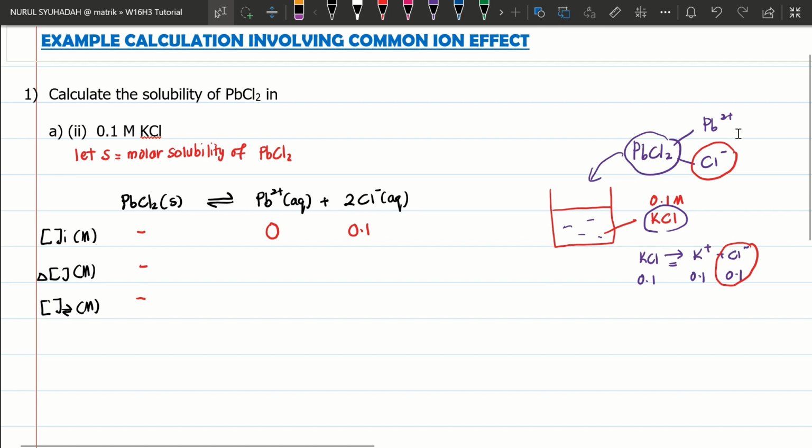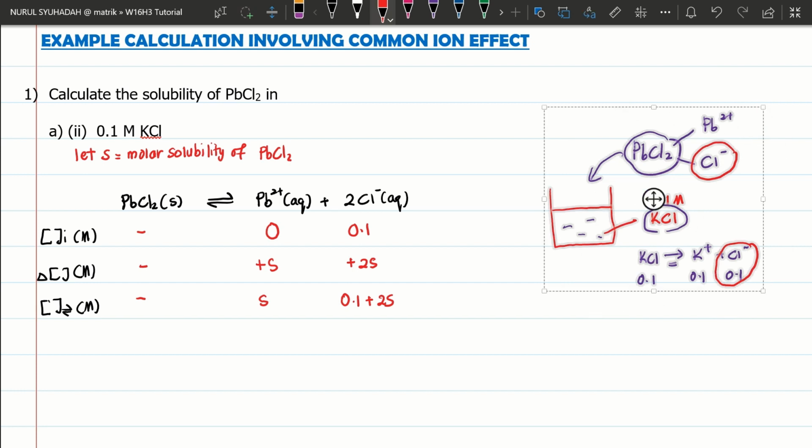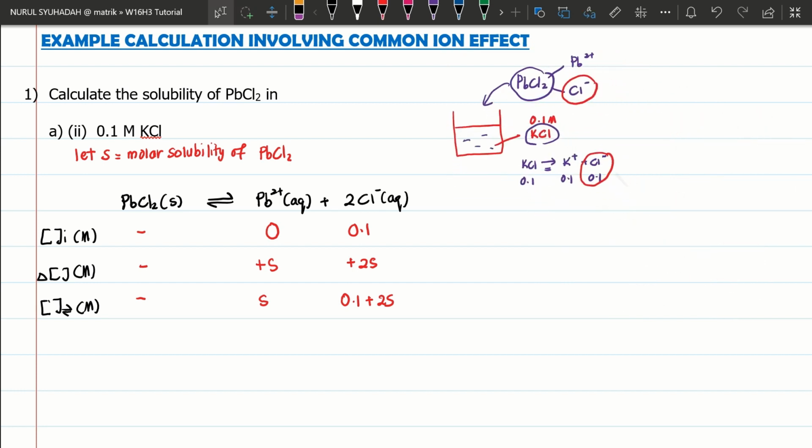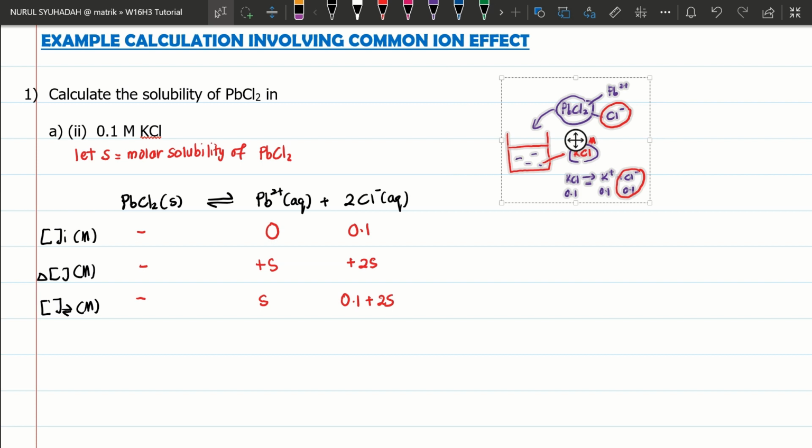Okay. Selepas itu, yang lain semua step macam biasalah. So Pb2 plus plus S, Cl minus tambah 2S dekat sini. Okay. So dia akan jadi S, 0.1 plus 2S. Yang ni saya gerakkan dia ke atas sikit supaya saya ada ruang. Okay, now, so the next step adalah sama macam tadi, kita akan buat kita punya KSP. Sebab apa? Sekarang ni target kita adalah kita nak cari berapa nilai S.